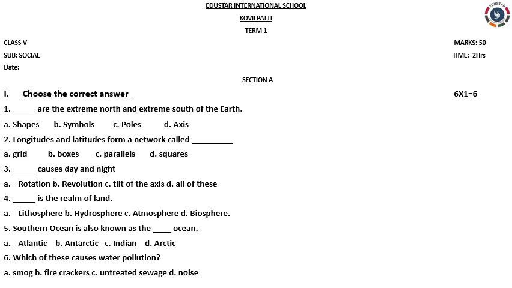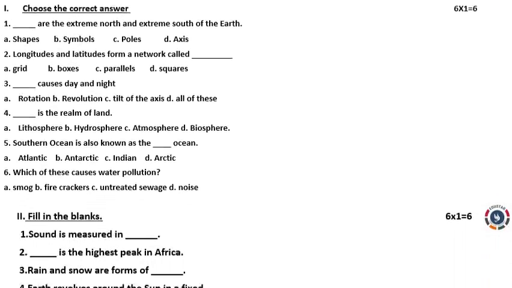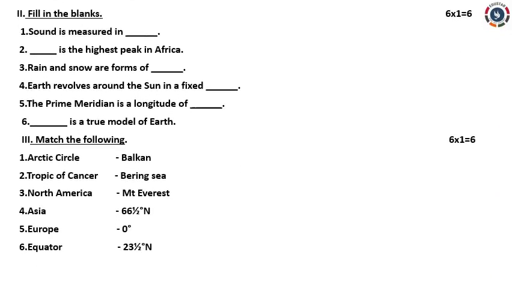First, section A. Choose the correct answer. 6 into 1 equals 6. I have given 6 questions. Choices are also given, so you have to find out the answer. Next, Roman letter 2. Fill in the blanks. 6 into 1 equals 6. 6 questions are given. Next, Roman letter 3, match the following. For this alone you need to write the question with the answer. Is it clear, students?